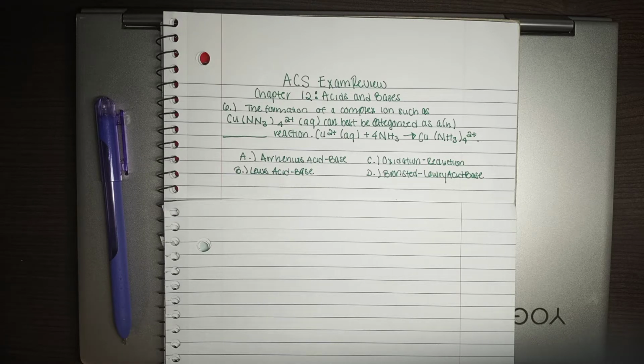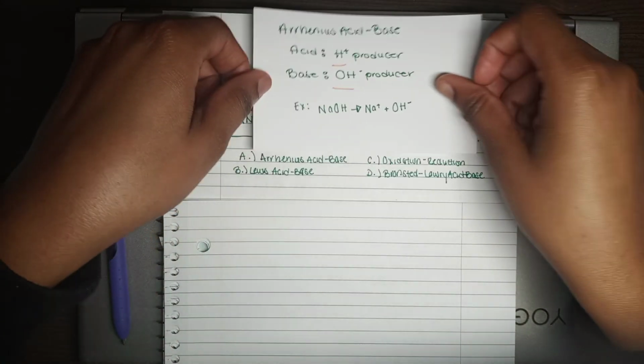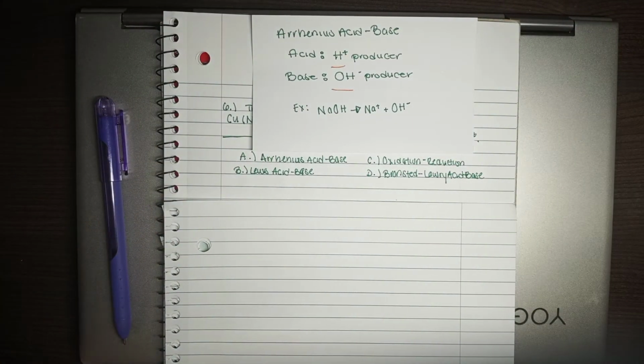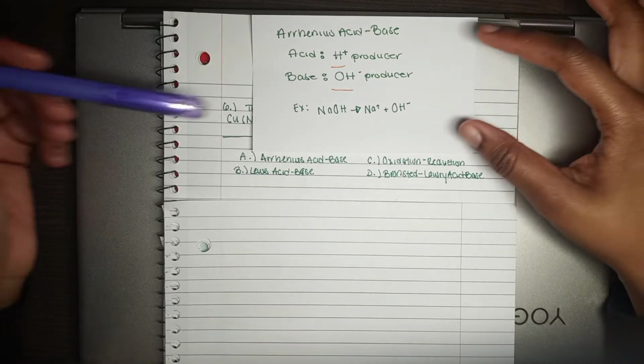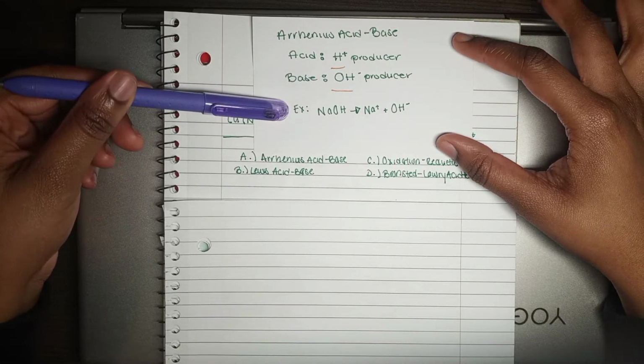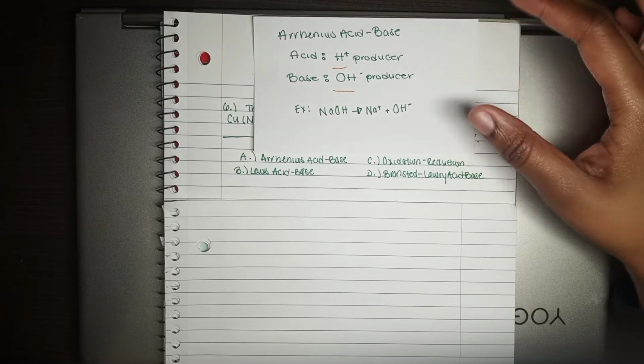Okay, so what I like to do, starting off with the Arrhenius acid and base. In class we learned that the Arrhenius acid and base is this. So we can identify Arrhenius acid and base by an acid being a positive hydrogen producer, or a base being an OH negative producer. And in an equation, this is what it may look like in a reaction.